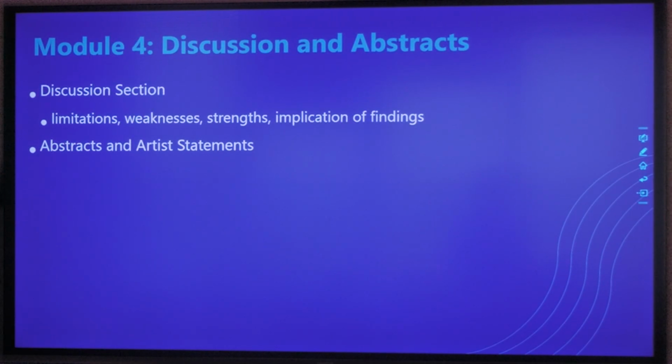Module 4 covers discussion and abstracts. So the discussion section will have topics like limitations of the study, weaknesses and strengths of the study or research that you've done, and then talking about the implications of the findings. It'll also cover abstracts and artistic statements.